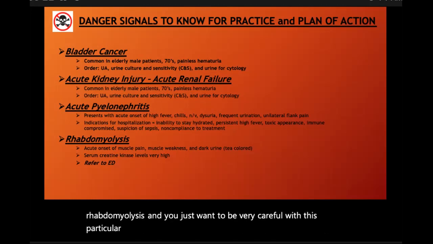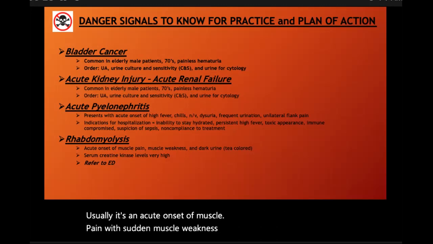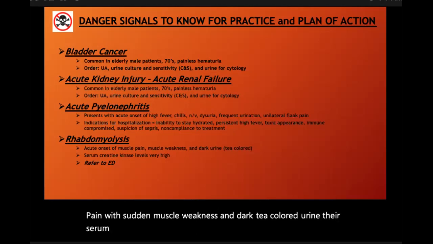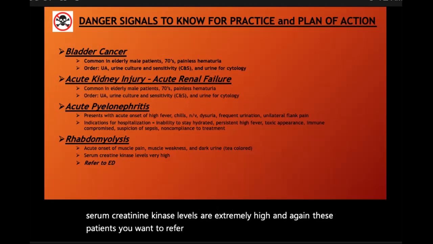And then of course we have rhabdomyolysis, and you just want to be very careful with this particular diagnosis because sometimes it's easy to ignore. Usually it's an acute onset of muscle pain with sudden muscle weakness and dark tea-colored urine. Their serum creatine kinase levels are extremely high. And again, these patients you want to refer immediately to the emergency room.